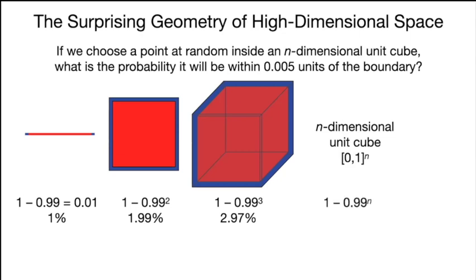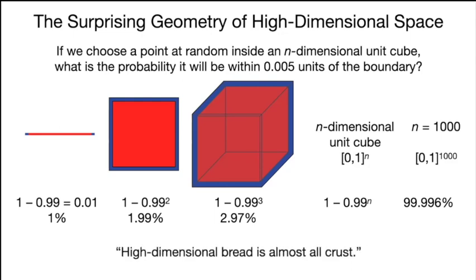But I think you can see where this is going. If you're in an n-dimensional cube, that is the probability that you'll be within 0.005 of the boundary. And so if you were in a 1,000-dimensional space, the chance of being near the boundary is 99.996%. So you're almost certainly going to be near the boundary if you're in one of these high dimensional spaces. So there's this quote that I came across, which I love. It says, high dimensional bread is almost all crust. So that's just, again, bizarre.